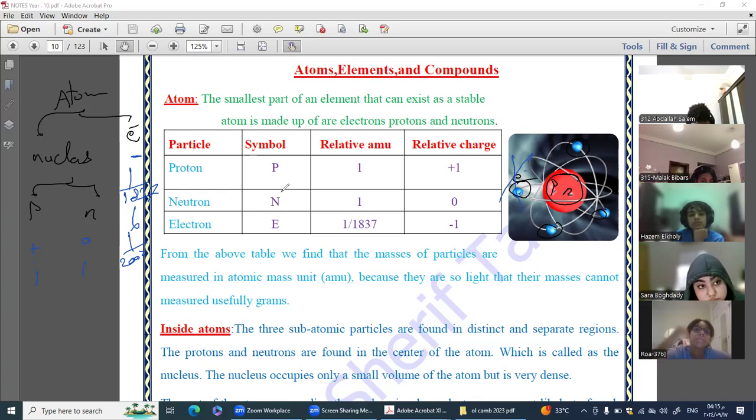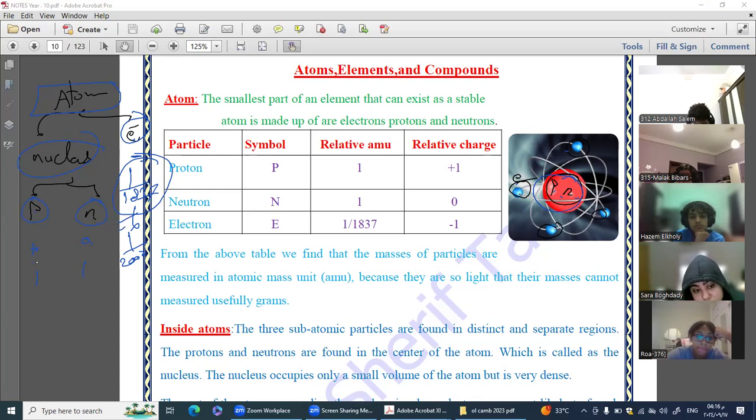So again, the structure of atom. An atom consists of two main parts: nucleus that contains protons and neutrons, revolves around them electrons. Protons positive, electrons negative, neutrons neutral, or there is no charge. The mass of proton 1, mass of neutrons 1, mass of electrons 1 over 1837, very, very small, that can be neglected.